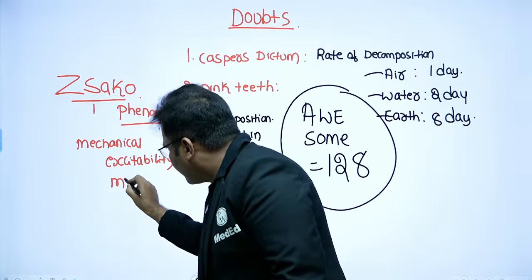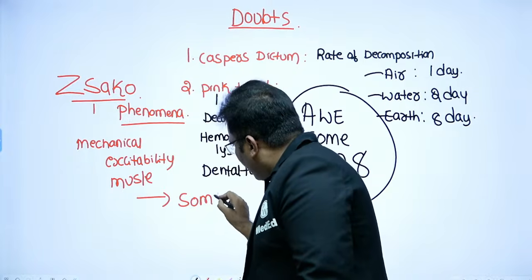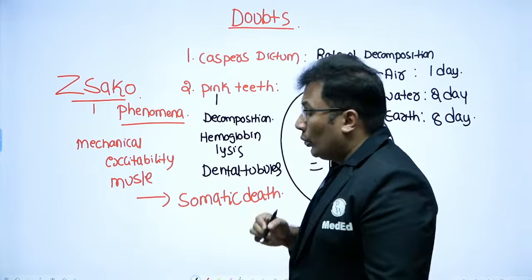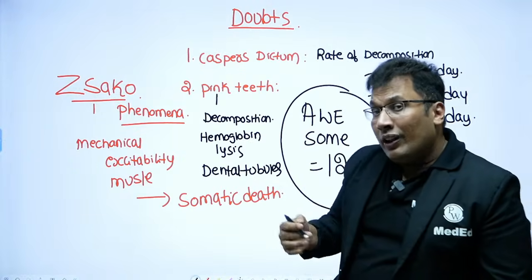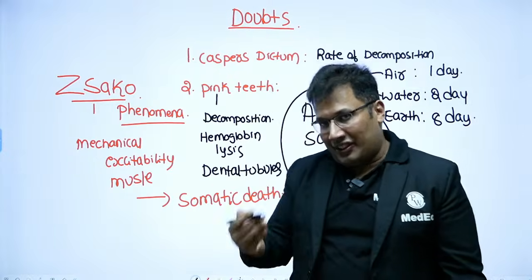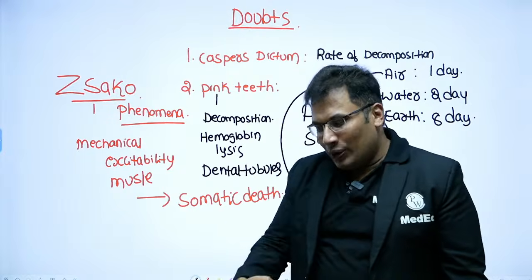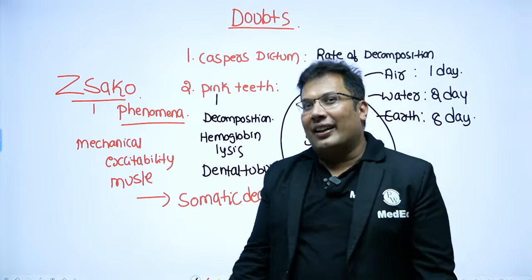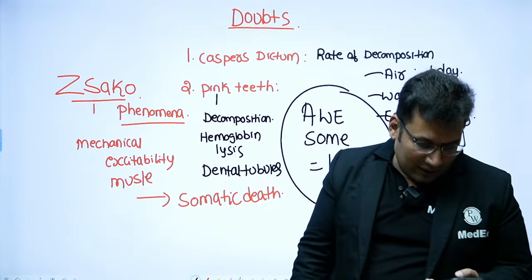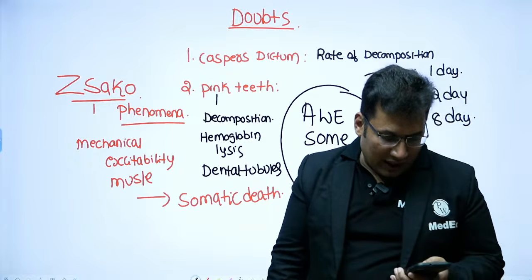of muscle during somatic death. So during somatic death, or during the supravital period, the muscle responds to a mechanical stimulus. So that is known as Zacco phenomena. Usually the muscles of the leg, that is the thigh, we normally see this. Okay.